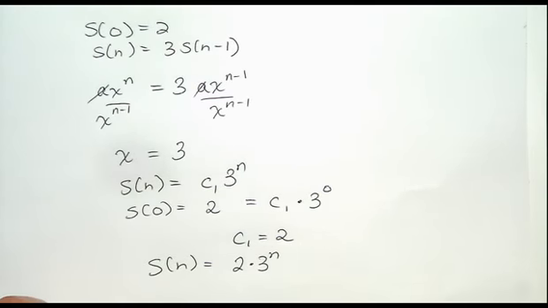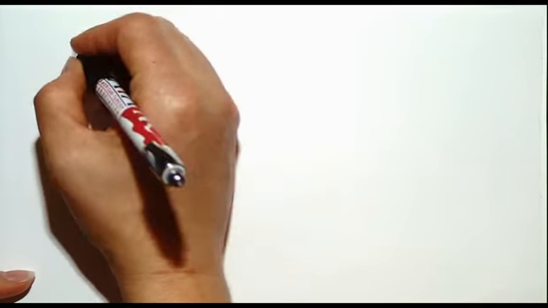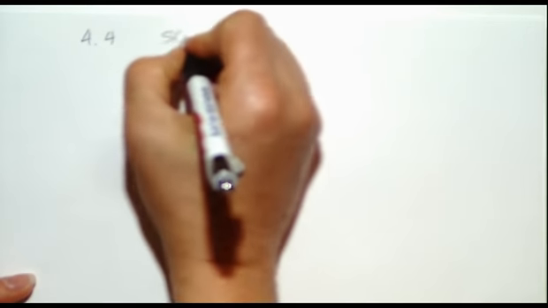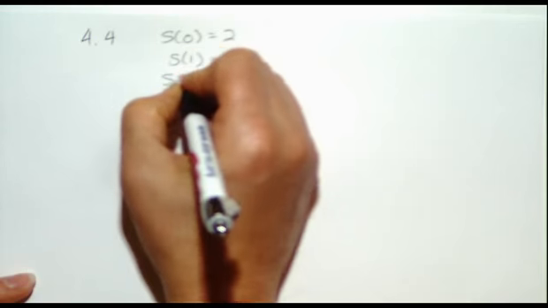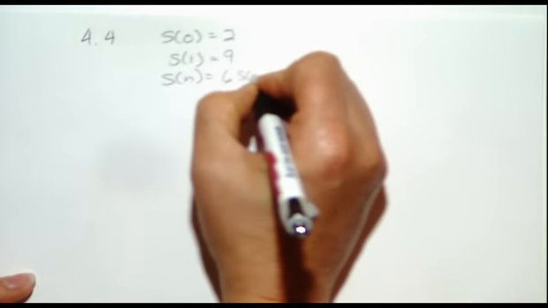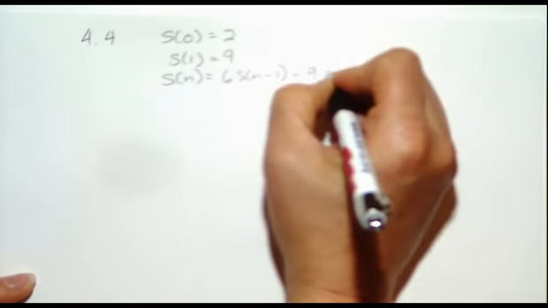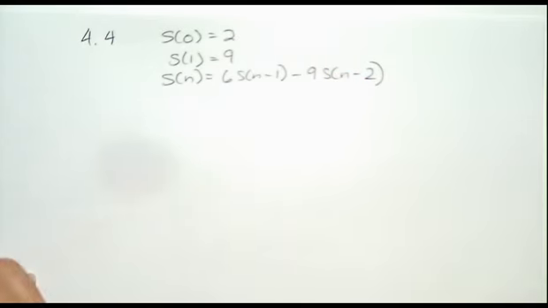Okay, is everybody ready to move to the next one? By the way, I'm doing problems that are already worked in the packet so you can look them over again. So we're going to do example 4.4. S of 0 equals 2. S of 1 equals 9. S of n equals 6 s of n minus 1 minus 9 s of n minus 2.